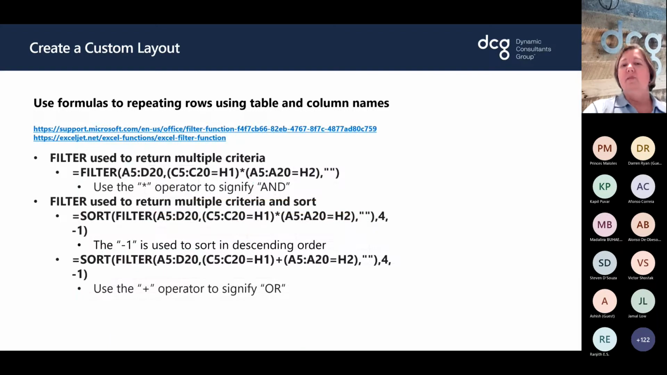With this same filter function, you can put in multiple criteria by using the multiplication or star operator, which would signify and. So in this case, I'm saying filter this particular region, and I want this particular region equal to H1 and this particular region equal to H2. So you can use compounded criteria for your filter.